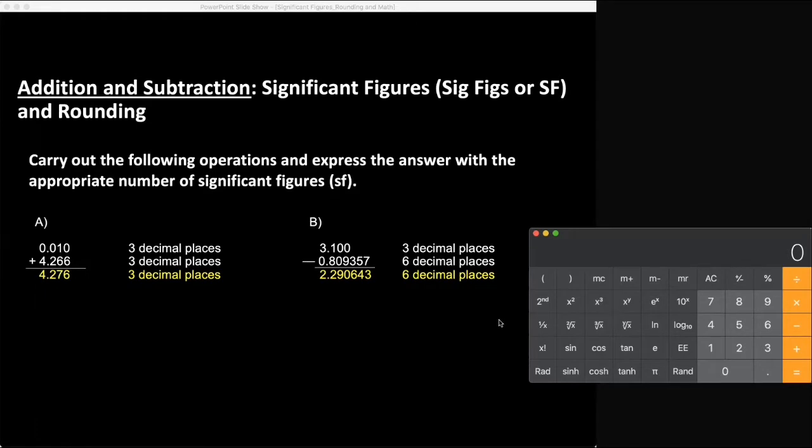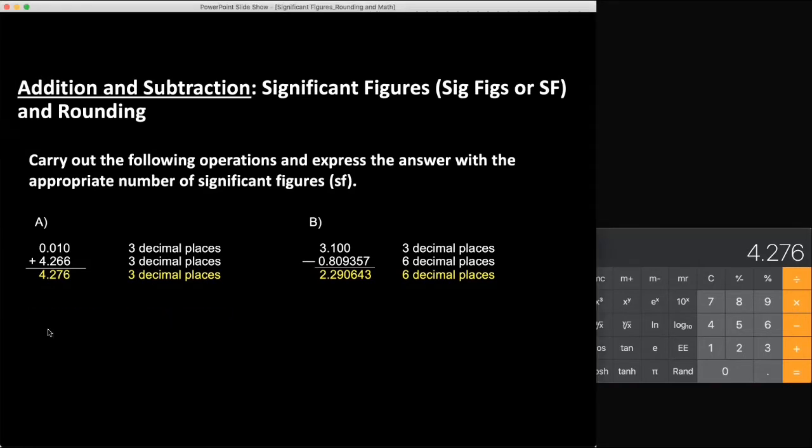Now let's look at these two examples. We have 0.010 plus 4.266. You get 4.276 in your calculator, and that's what I put down here, and that's 3 decimal places. To determine the number of decimal places, though, I'm looking at what I'm actually adding and subtracting. So therefore, I'll want 3 decimal places in my final answer. 4.276 will be my final answer with the 3 decimal places needed.